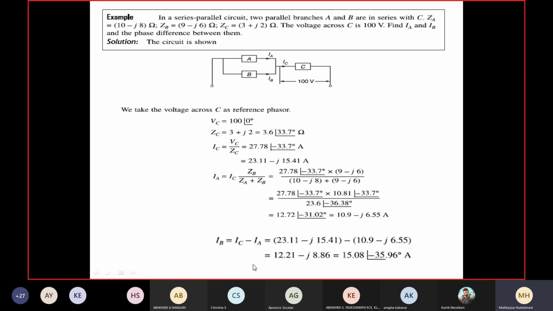See here, they have done it alternatively. IB equals IC minus IA, which I was speaking about in the last step. Or else IB is IC into ZA divided by ZA plus ZB. I can use this kind of formula or take the vectorial difference, IC minus IA is IB. You can do it either way. So this way, it is very easy to go ahead with parallel circuit problems.